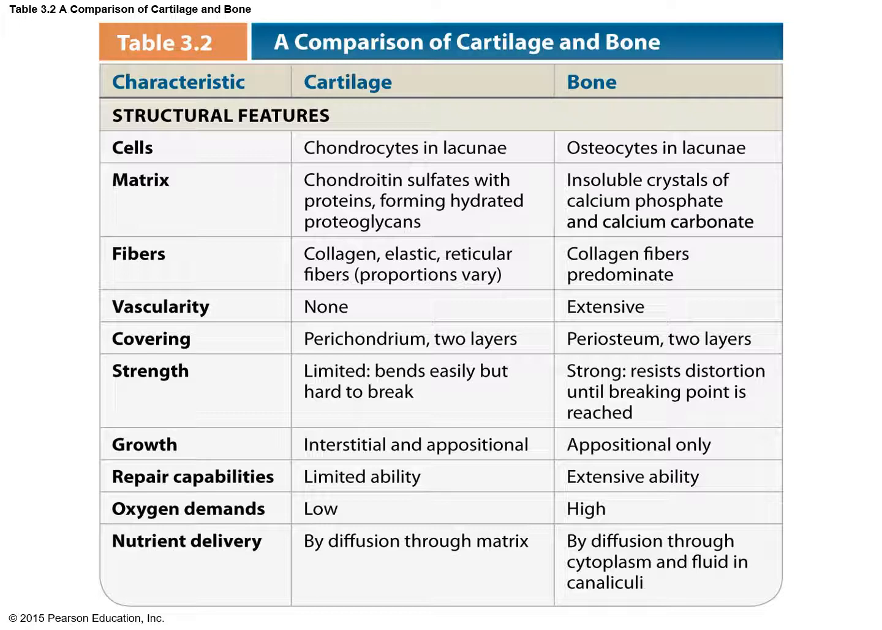Nutrient delivery, because cartilages are avascular, so it is mainly through diffusion, while in bones this is through cytoplasm and the canaliculi.